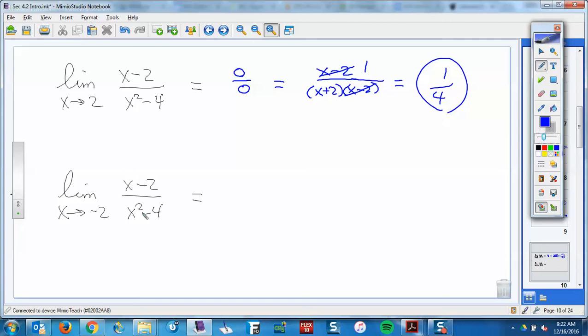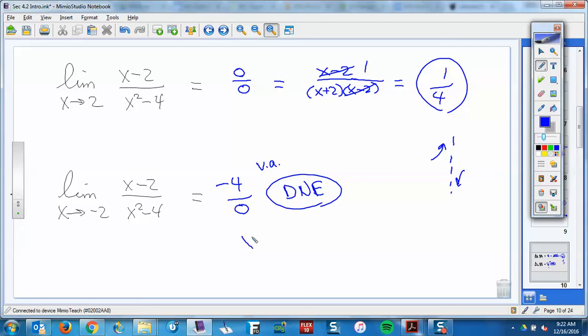Okay, now let's put a -2 in. What do you get? -4 over 0. Oh, what did we say to do on that? That's a vertical asymptote. You don't have to write that, but I do just to remind myself. It's a vertical asymptote, which means we probably have some sort of infinity thing going on, right? When you have a vertical asymptote, that's what's happening. Okay, and what do we say you have to do? You have to check the left, and you have to check the right.